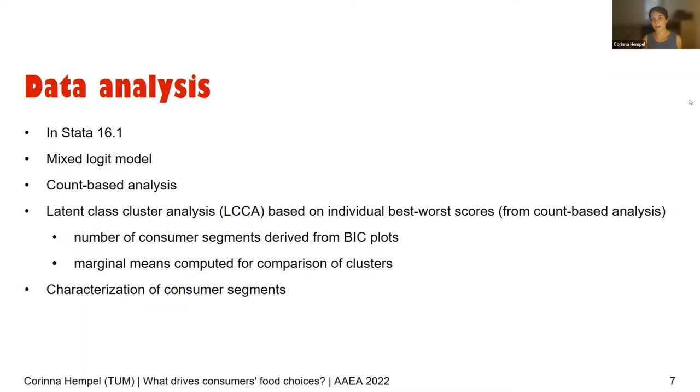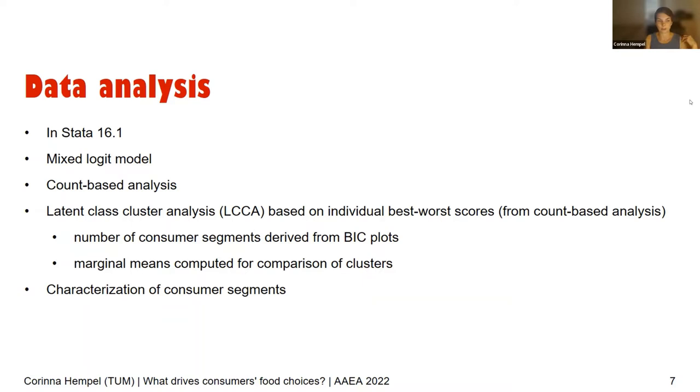Then we also did a latent class cluster analysis based on those individual best worst scores from the count-based analysis that I just explained. And the number of consumer segments we derived from the BIC value. So we created a BIC plot and used the elbow criterion. And then we also computed marginal means in Stata so that we could compare the clusters. And then we used further variables to characterize our consumer segments.